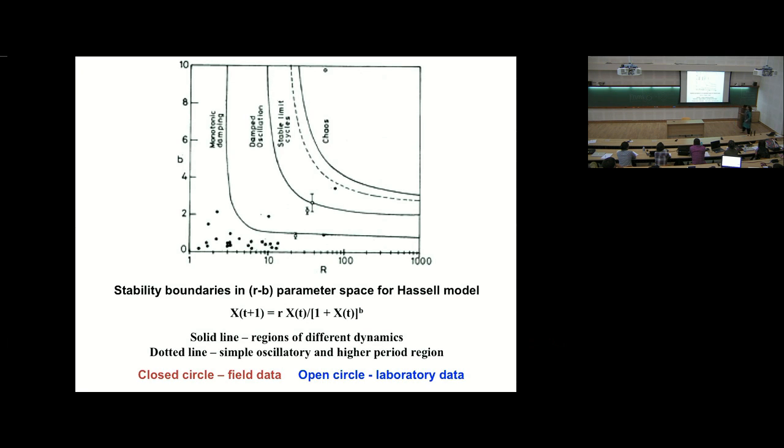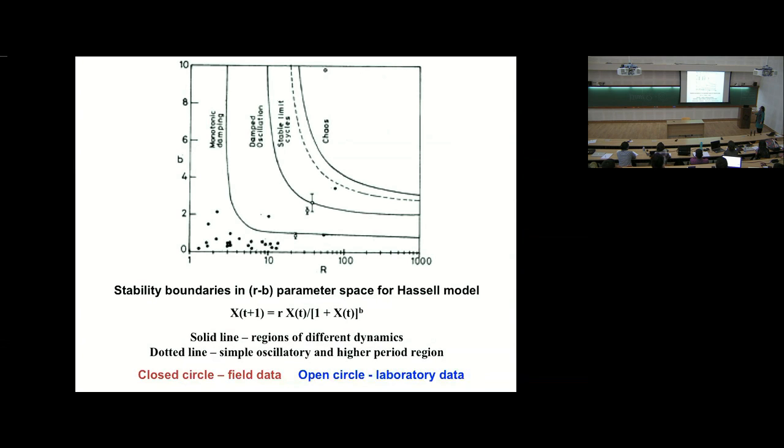So I have a model, which is here. For different values of R and B, I can simulate this model. I can find out the x_{t+1} values, many values, and see whether they are going to a stable value, or a periodic value, or a chaotic value. I can see chaotic dynamics.